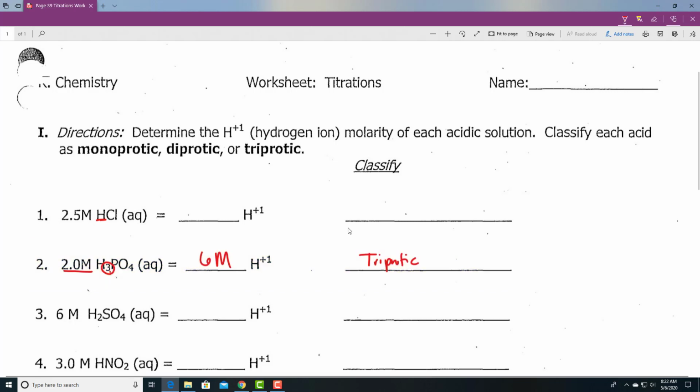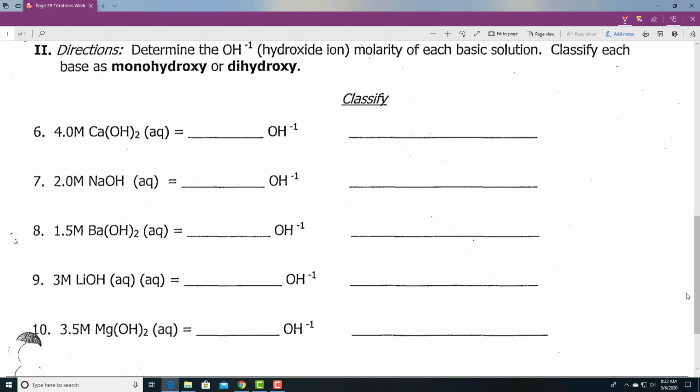All right, coming down to the bases, it's the same procedure. You're going to classify as either monohydroxy or dihydroxy. You're going to look at the number of hydroxyl groups or hydroxide groups within your base and the given molarity and give the effective molarity for that hydroxide. Okay. I'm going to leave it there.